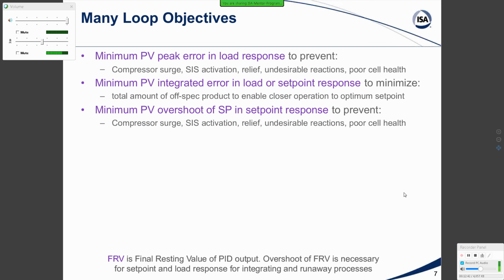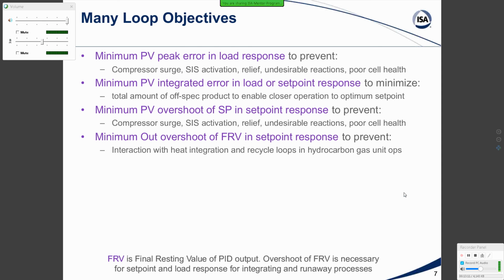We also want to minimize overshoot of the set point in set point response, similar to the peak error, with some of the same considerations. For bioreactors, particularly mammalian cells, they are very sensitive to overshoot of a pH or a temperature set point to way beyond what I would have expected. We're talking about a tenth of a pH or a tenth of a degree C being significant in terms of overshoot.